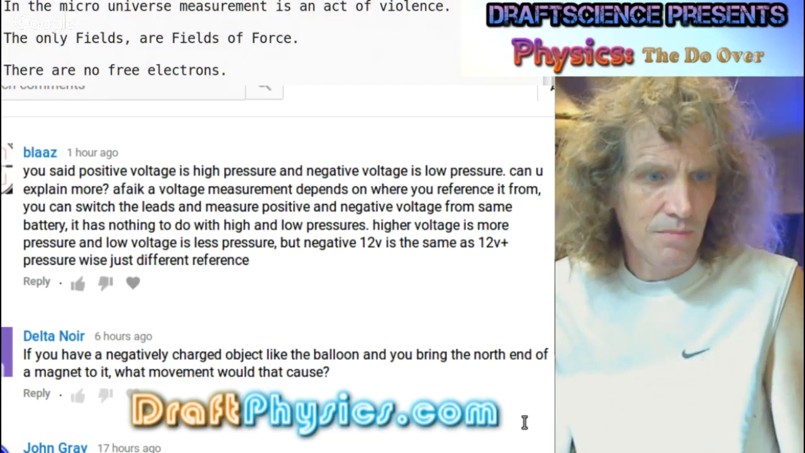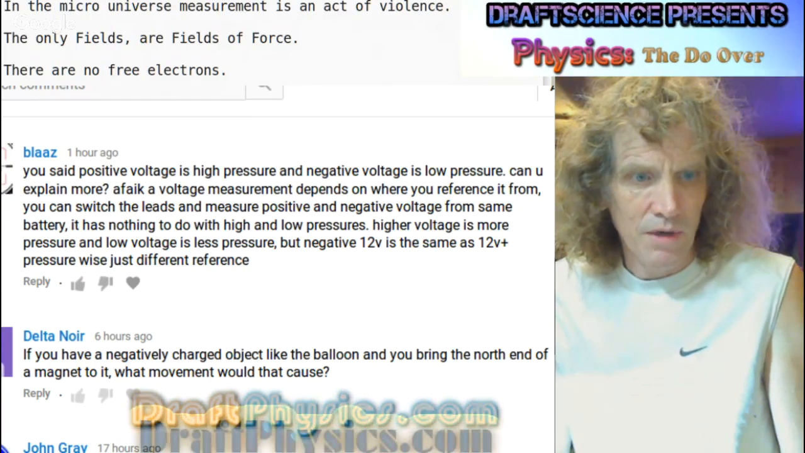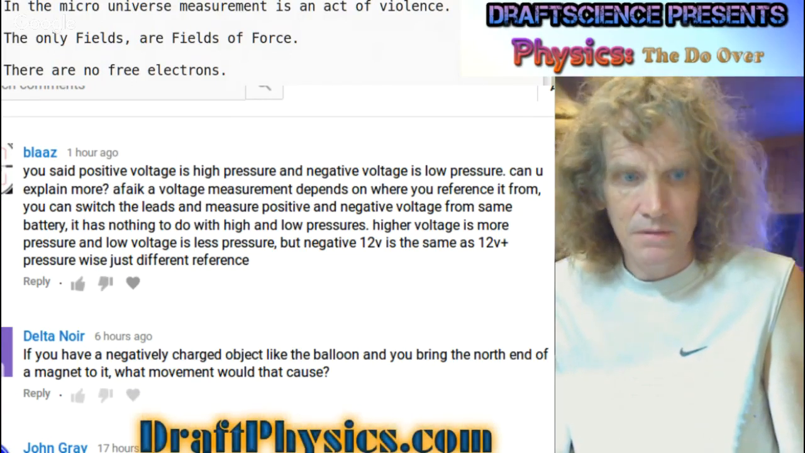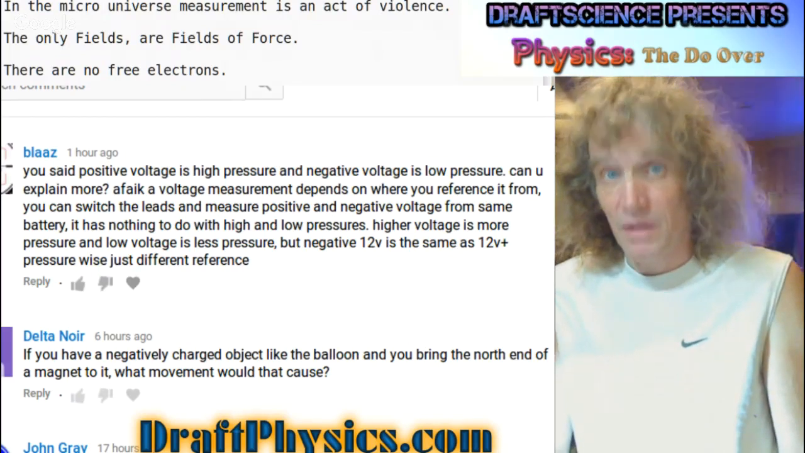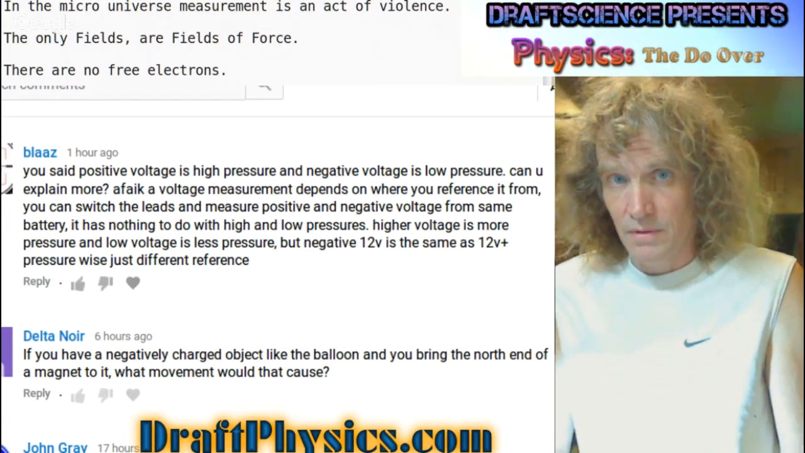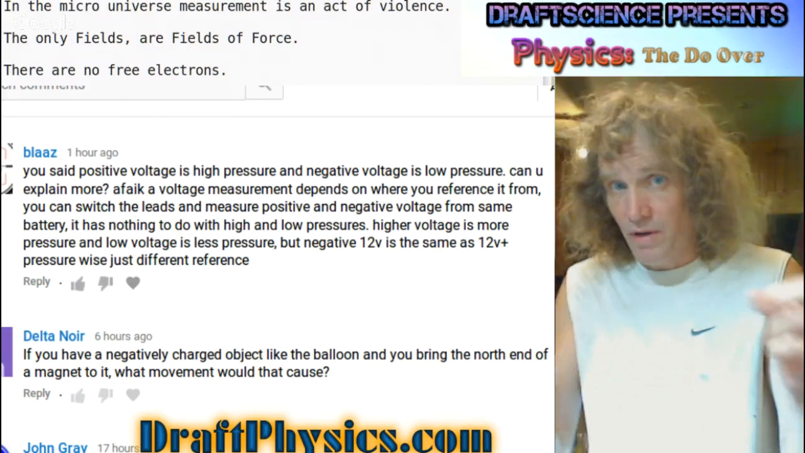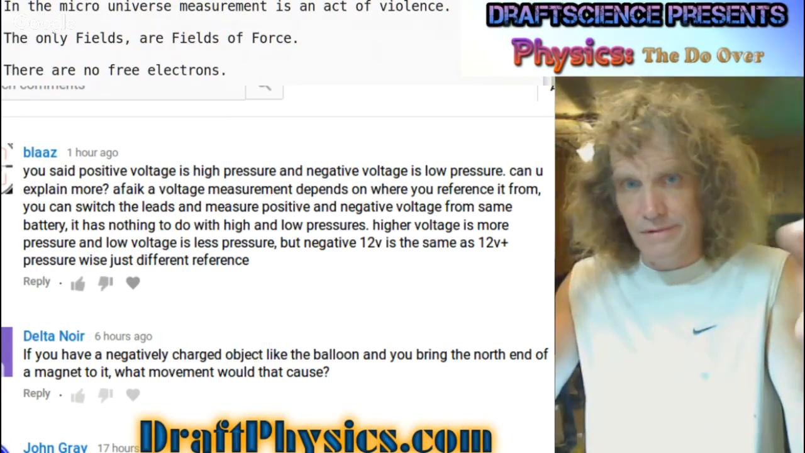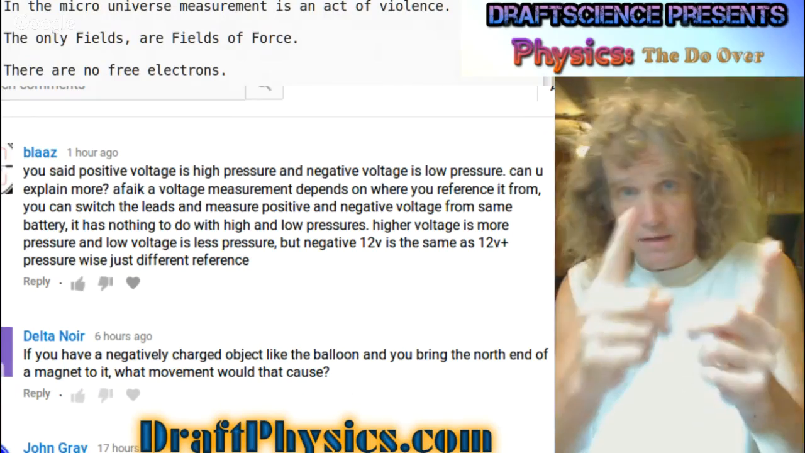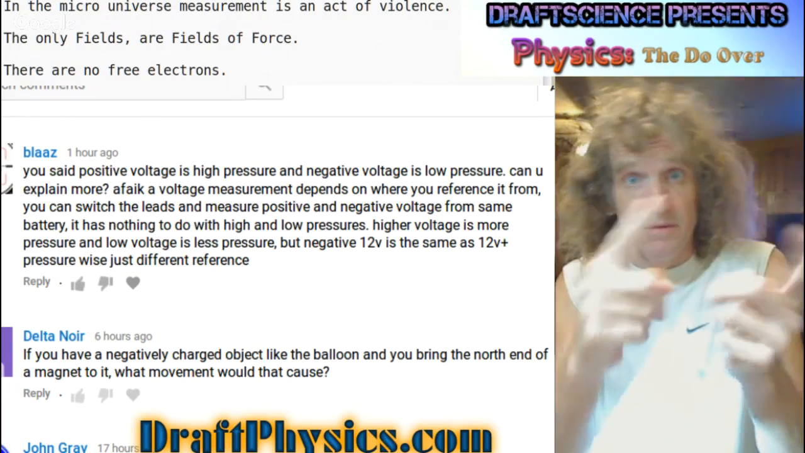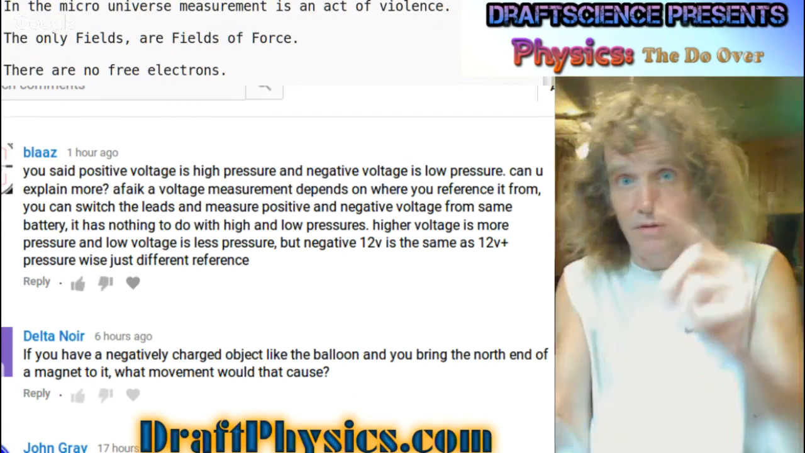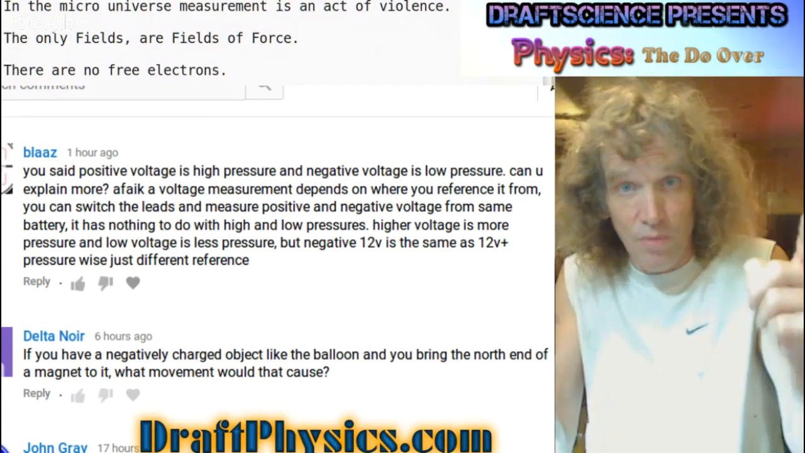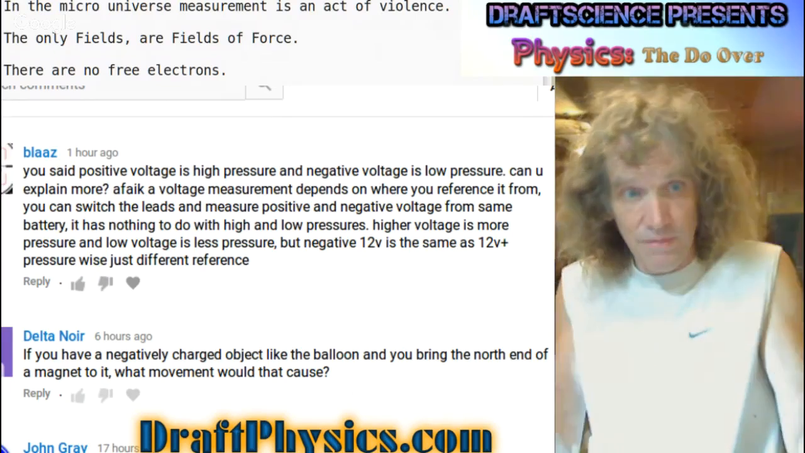A voltage measurement depends on where you reference it from. It just depends on what it's relative to. So you can take any 2 points on the scale and create a voltage difference. So on the scale from 0 to, say, 50, you can go in any 2 points and you have a difference. Doesn't matter this way or that way. There's always a difference from any 2 points. There's a potential difference.